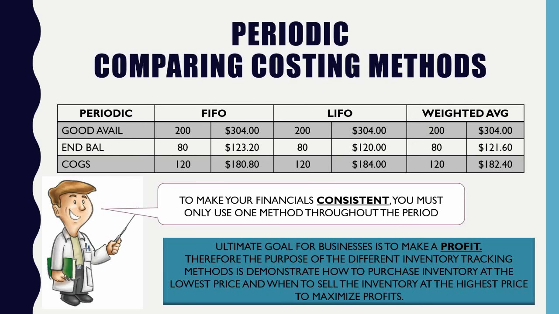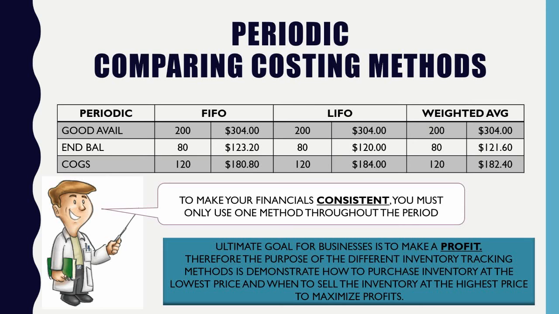So, in conclusion, when we took a look at all three methods, let's compare and contrast them. When we learned our very first method, FIFO, our results ended up with a total of 80 toys costing a grand total of $123.20, and our cost of goods sold was $180.80. That was the FIFO method.